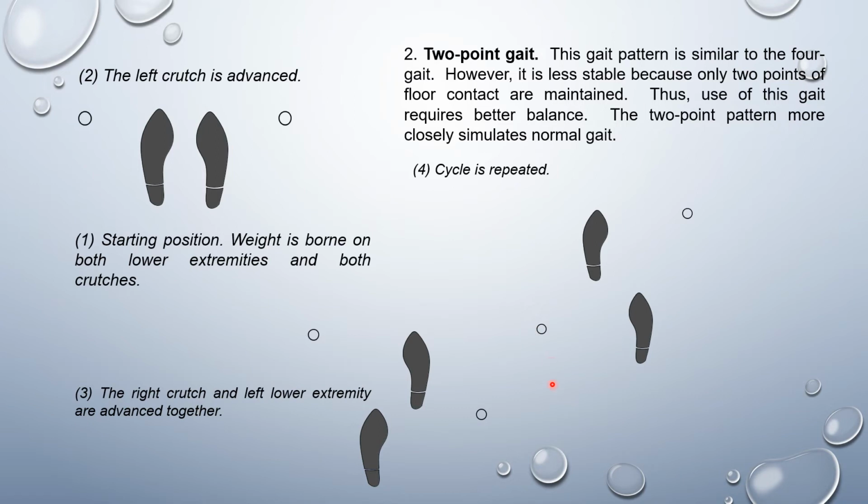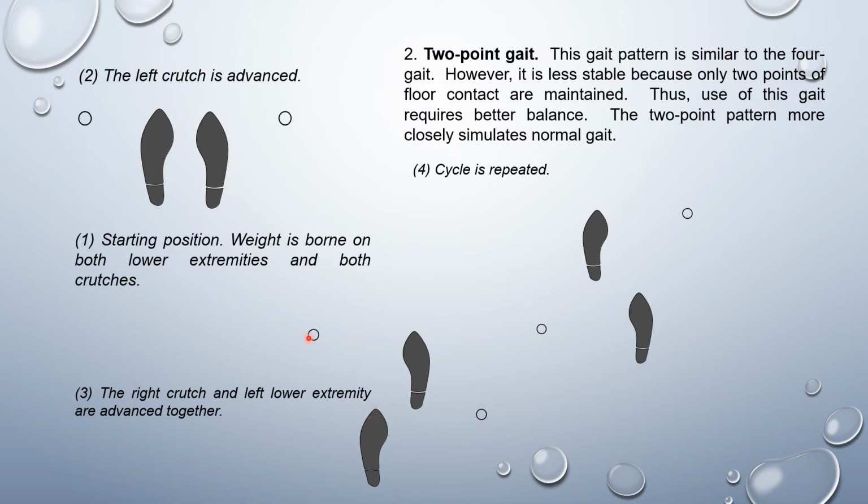So pwedeng ganito ha, pero ito, tingnan nyo. Ito yung left crutch at yung right crutch. Right leg. Magkasabay po silang dalawa. Tingnan mo, 1 and 2. And then followed, of course, by your left. This is the left crutch and then the right leg. And then followed by your right crutch and then the left leg.